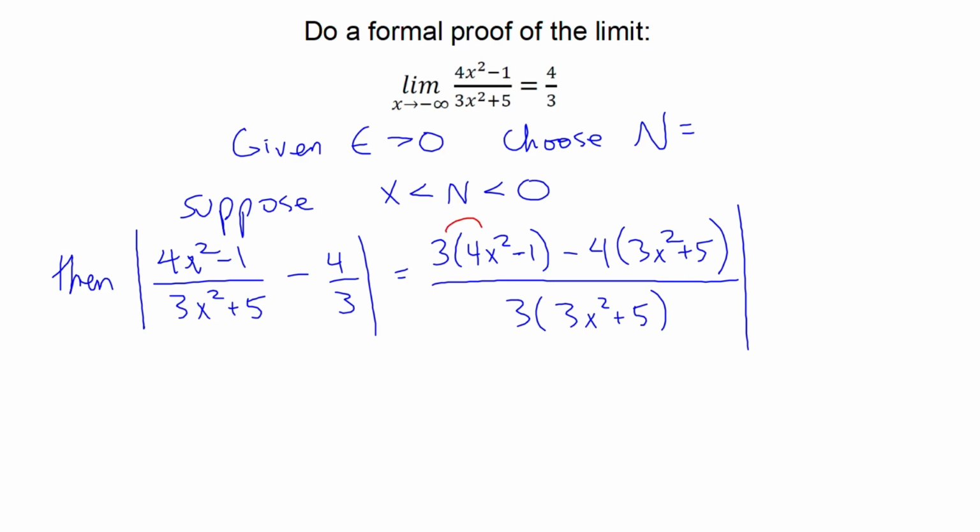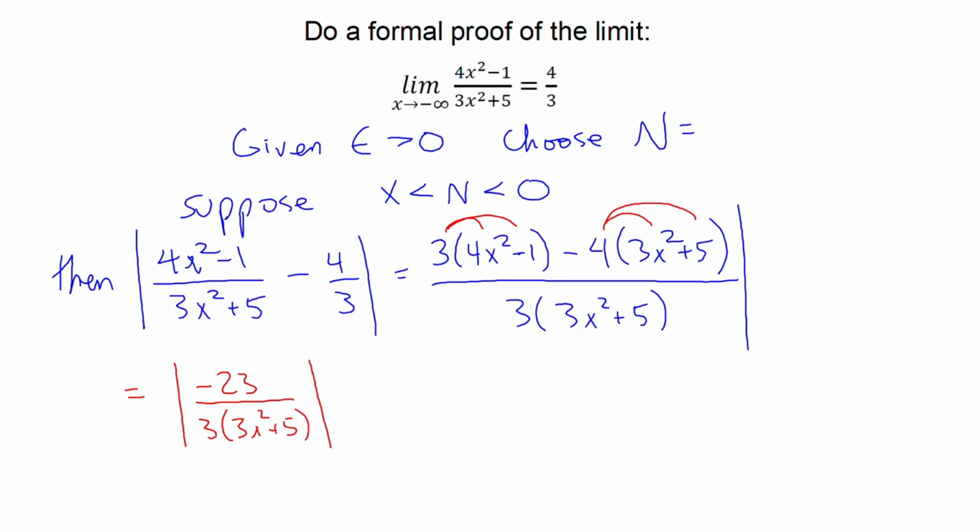So this is 12x squared, and this is negative 12x squared. So those are going to cancel out. And so then we're going to have a negative 3 minus 20. So this is actually equal to the absolute value of negative 23 over 3 times 3x squared plus 5.